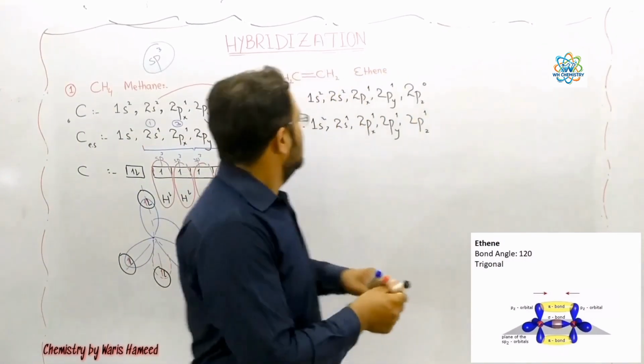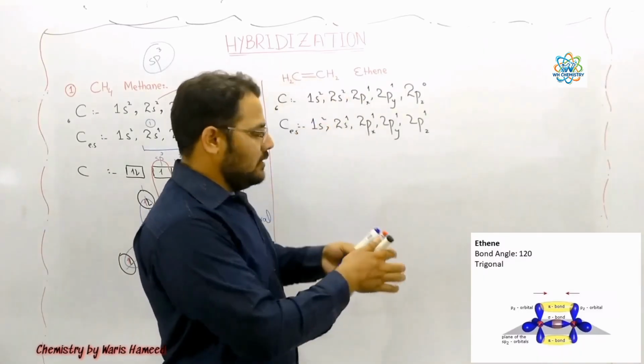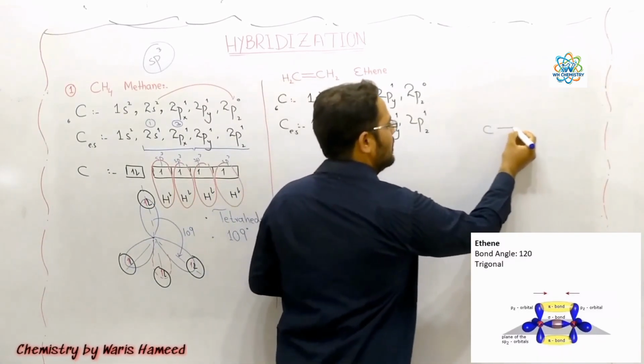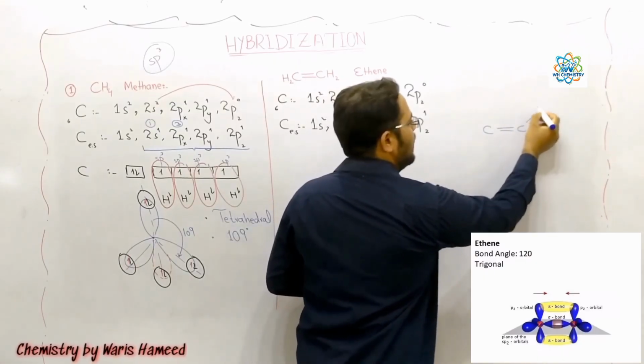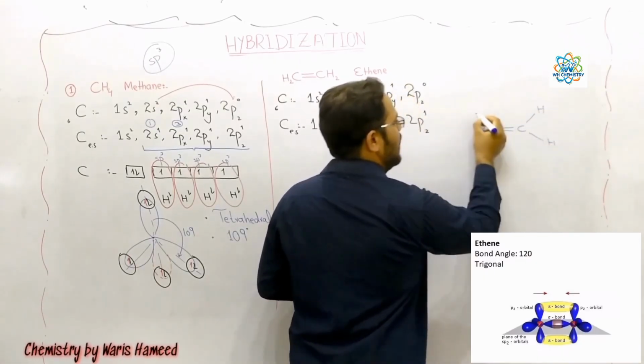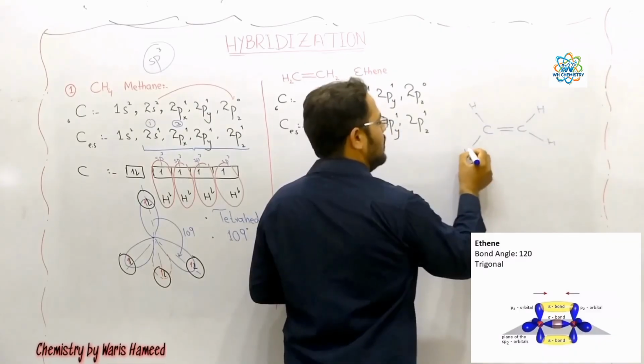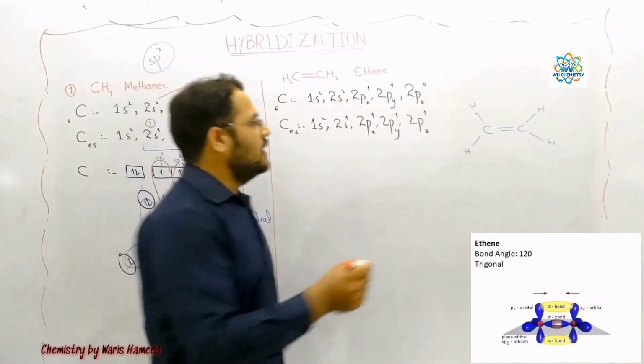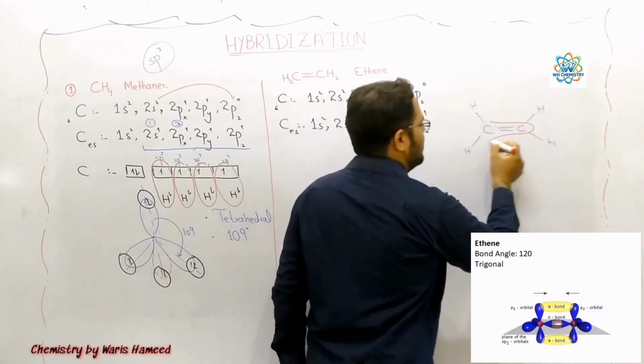Now again we have to check how many atoms are attached with the central atom. I am going to write it open as a structural formula. One carbon is attached to the other carbon, and that carbon has two hydrogen atoms. Now we can see that one carbon is making bonds with three atoms.